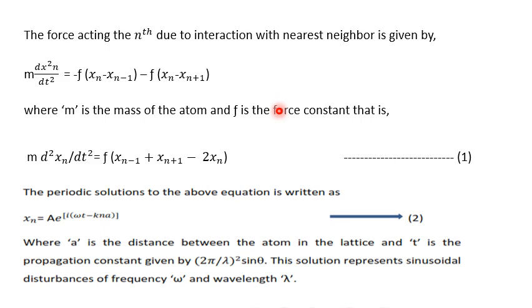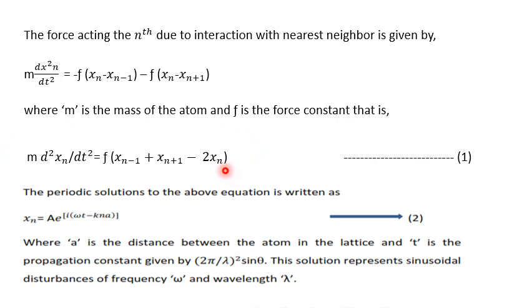Okay, right. Now when you simplify it, m d square xn by dt square is equal to, here one xn is there, minus xn, and here again minus xn, therefore it is minus 2xn. Then minus of minus gives plus xn minus 1, and minus of minus gives plus xn plus 1. So f of xn minus 1 plus xn plus 1 minus 2xn. Do you understand this equation?